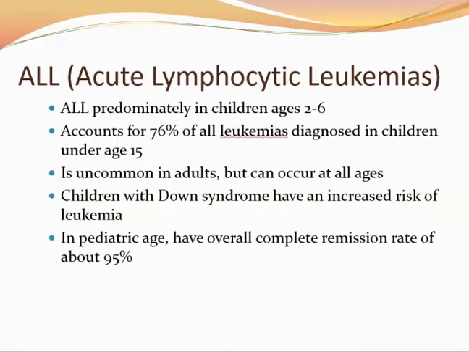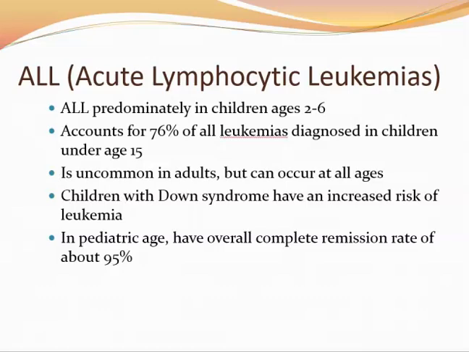Okay, to this point we've been talking about AML, acute myeloid leukemia, but let's switch gears a little bit and talk about ALL, or acute lymphocytic leukemia. ALL is predominantly in children between the ages of 2 to 6, and accounts for about 76% of all leukemias diagnosed in children under the age of 15. This leukemia is uncommon in adults, but it can occur at all ages. Children with Down syndrome have an increased risk of leukemia.